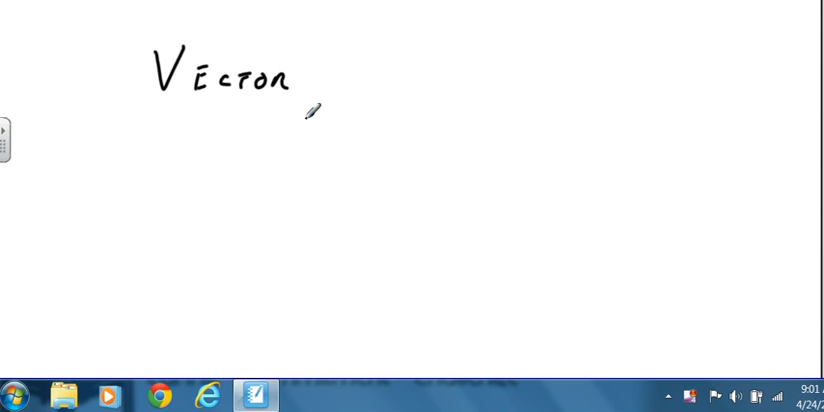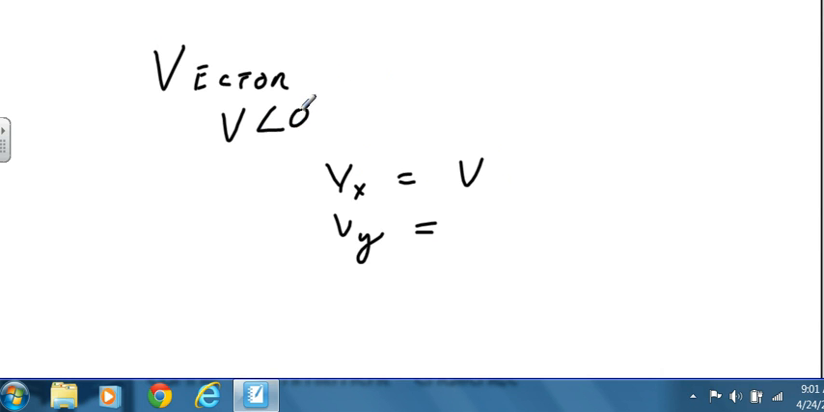I can take that vector, so I've got a vector v, and I can find the x and the y components of that vector v. So the x component is going to be, so I have a vector v at angle theta, v cosine theta, and the y component is v sine theta.